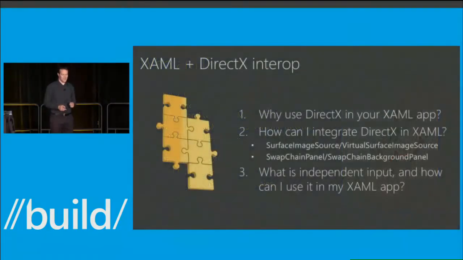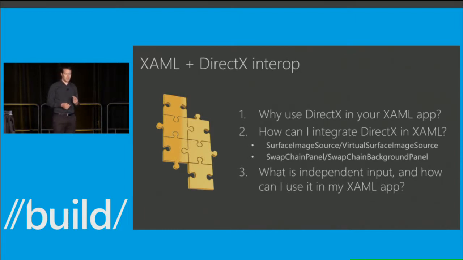Anyway, XAML and DirectX interop. There are three main things I'm going to talk about today. Firstly is why. Why do you want to use DirectX in your XAML application? What is the value that this is providing to you and to your application users? Secondly, once I convince you that this is a really valuable proposition, I'm going to explain how you can integrate DirectX into your XAML application. There are 4 APIs I'm going to talk about, but they are divided into 2 main categories. I will explain what each of those is for, what kind of application scenarios they're useful for, and how to actually use them.